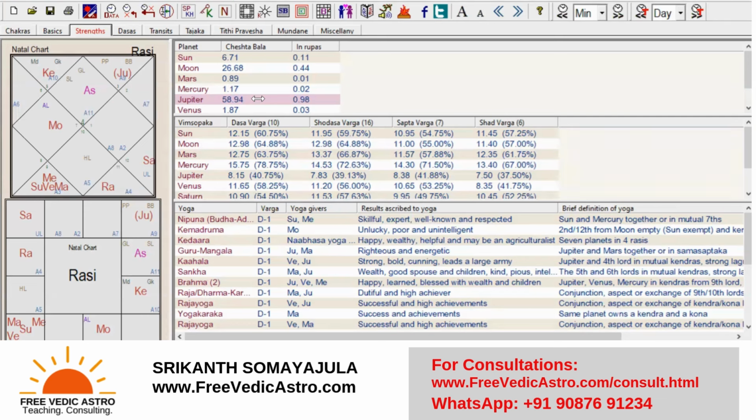The generic thing is that the Cheshtabala is very high. So if the planet has to give you a bad result, then it is going to give you a severe result. It is not only medical astrology. For that matter, it can happen in any astrology.